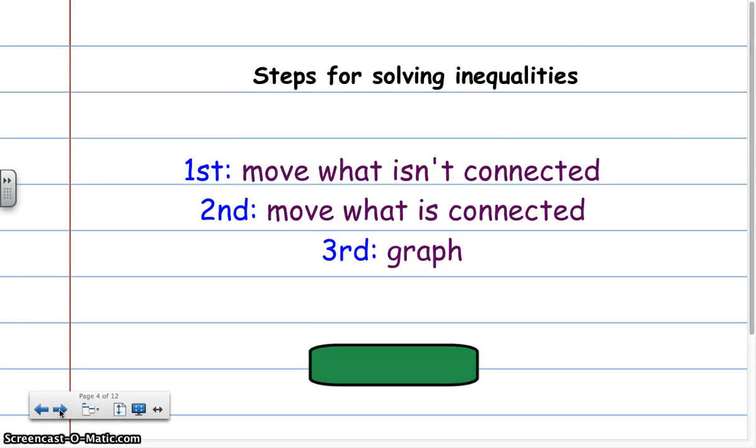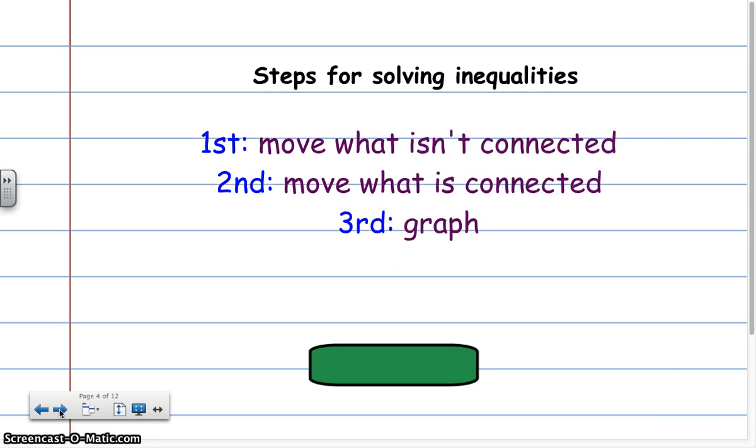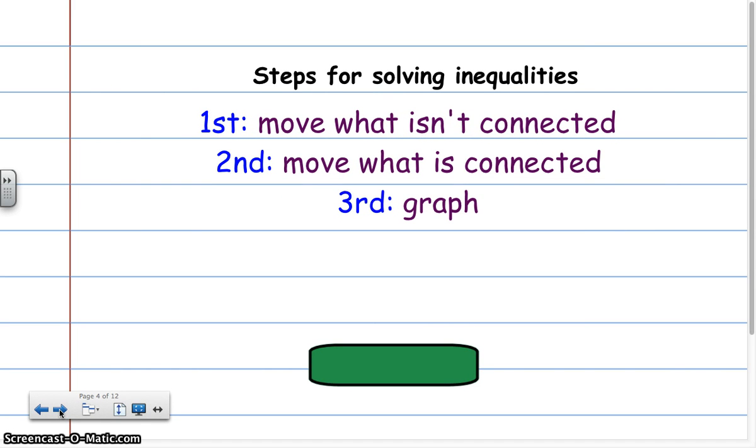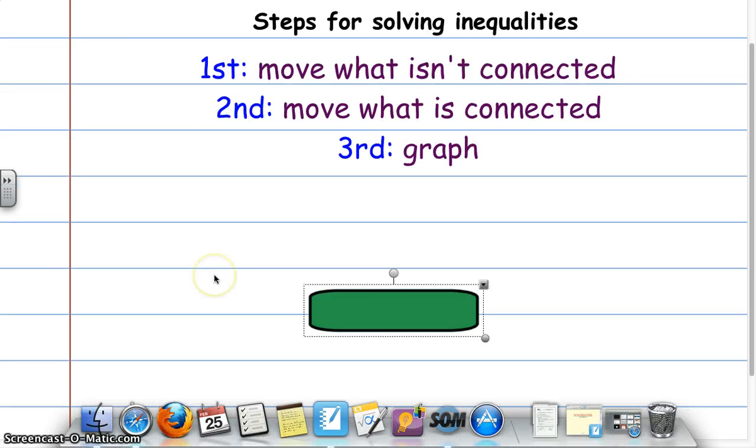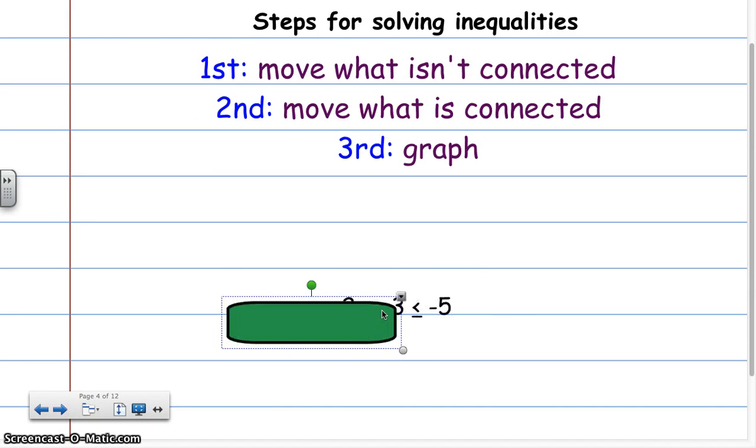Today, though, it's not going to be about graphing inequalities because we've already done that. We are going to be solving multi-step inequalities, as a matter of fact. A basic two-step inequality is what we're doing. So it's the same method that we've always done. The first thing you do is move what's not connected. The second thing you do is move what's connected. And lastly, we're going to graph. All right, we're going to do an example together.